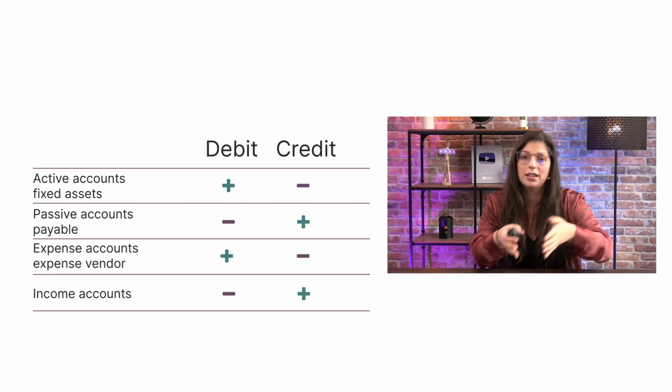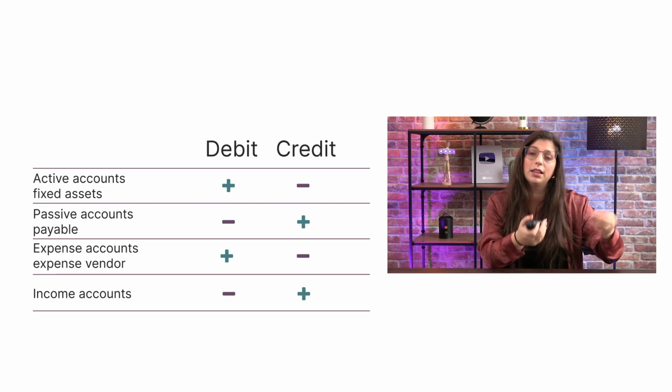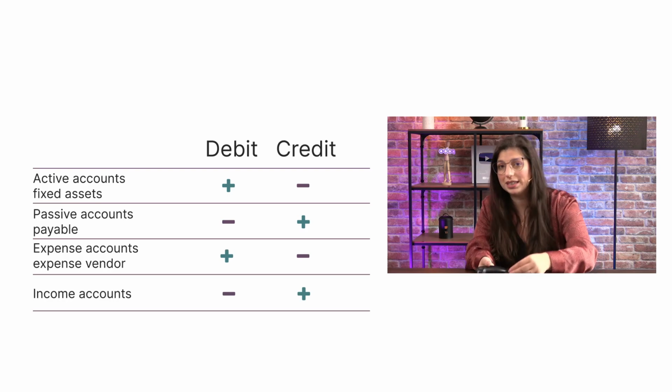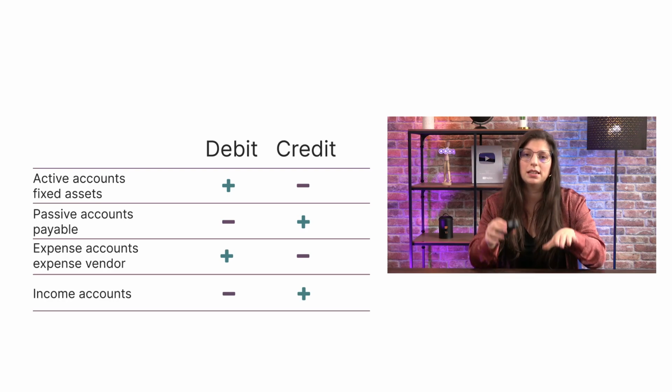So passive and active are contrary. Active accounts will increase on the debit side and passive accounts will increase on the credit side. And that's the same thing for expenses and income. So exactly the same. That's all for me in this video.